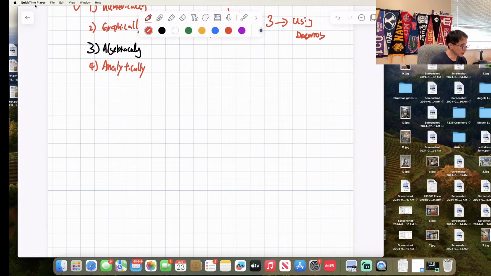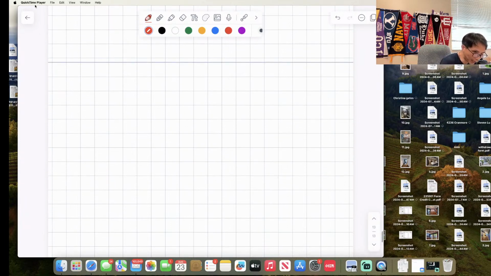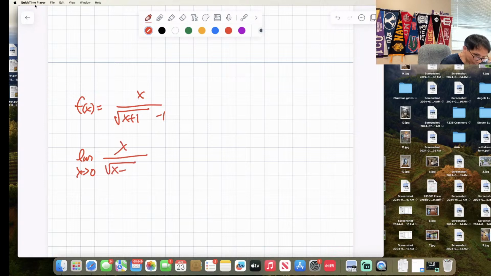Okay. We're gonna go to the next one. How about x over root x plus 1 minus 1? And this is f of x. Now I want to say what happened when limit x approaches 0 of x over root x plus 1 minus 1.